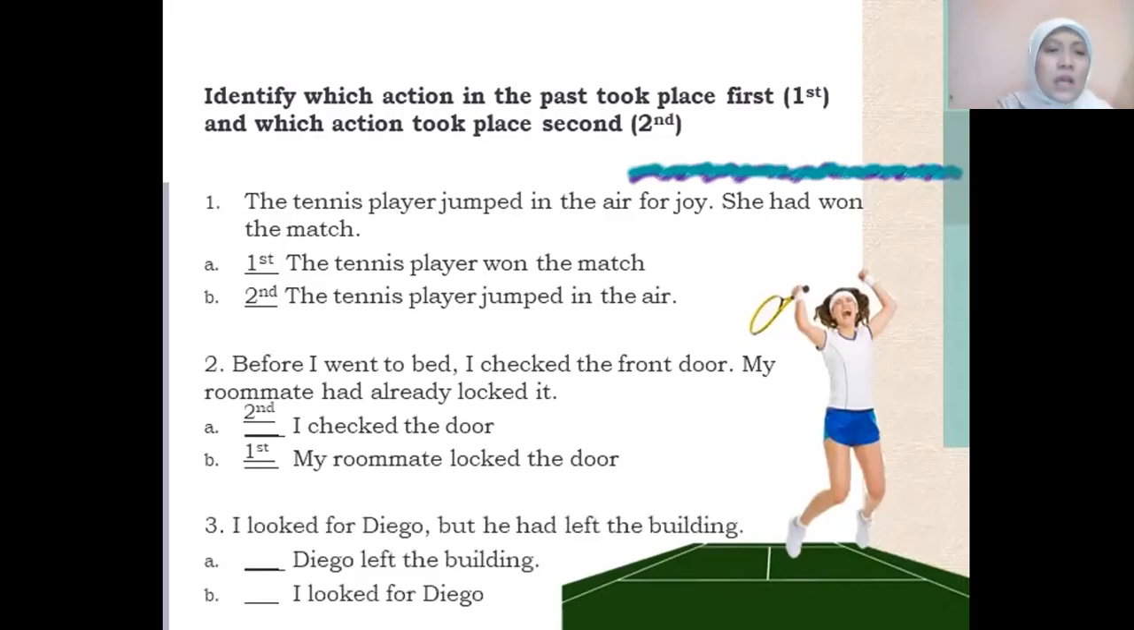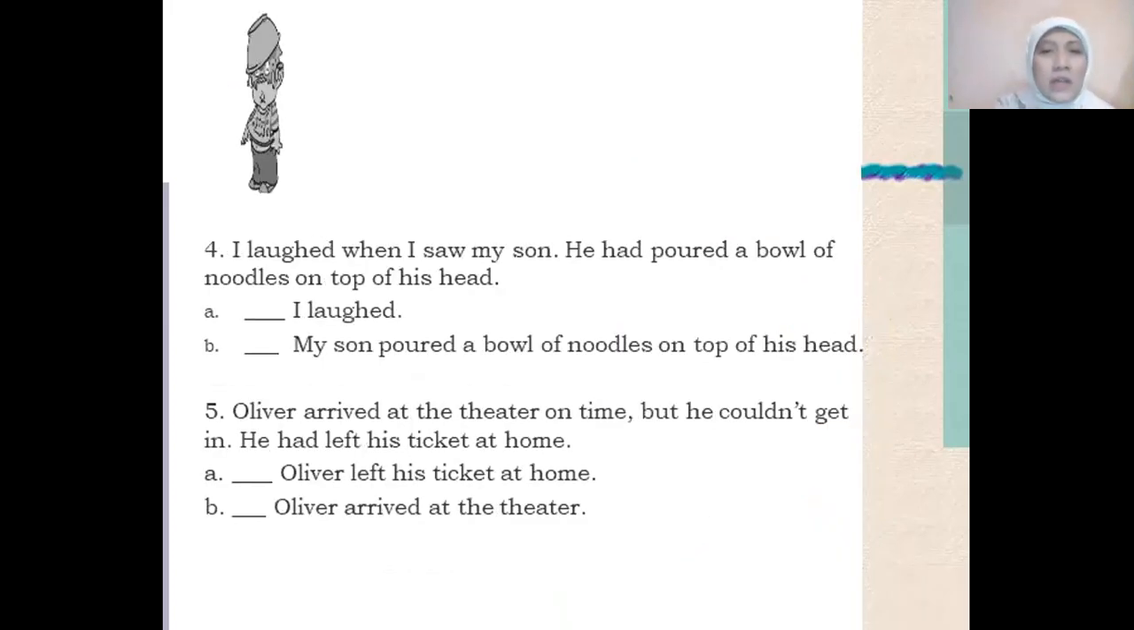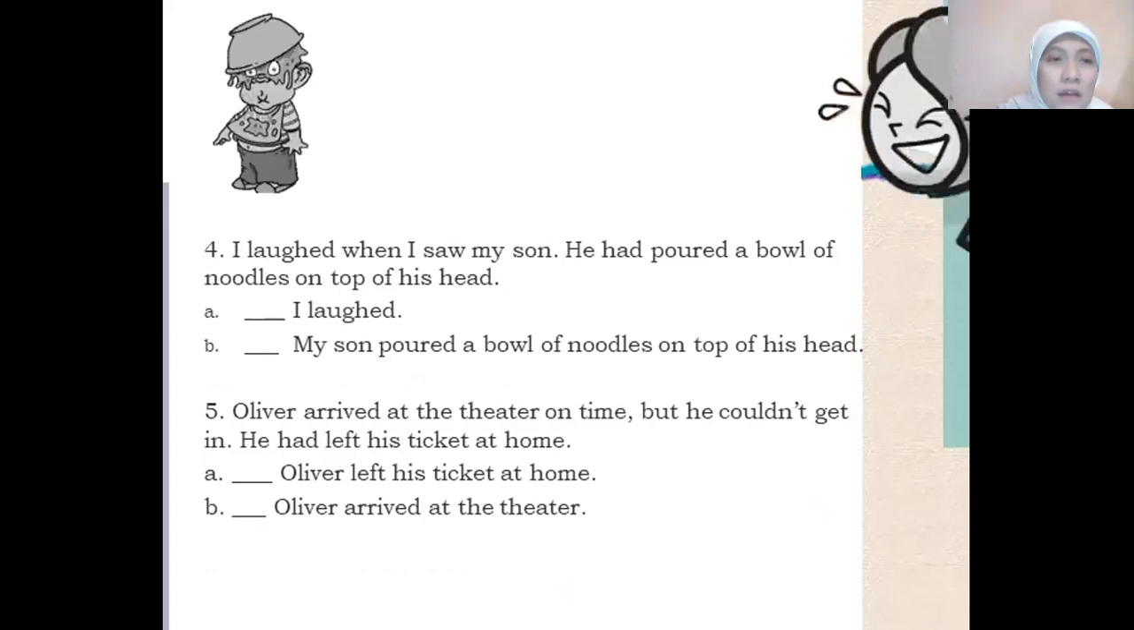Number 3, I looked for Diego, but he had left the building. Which one first? Yes, that's right. Diego left the building. And the second, I looked for Diego. Very good. Okay, you can see more example here.